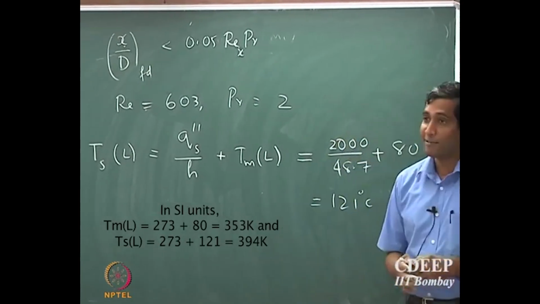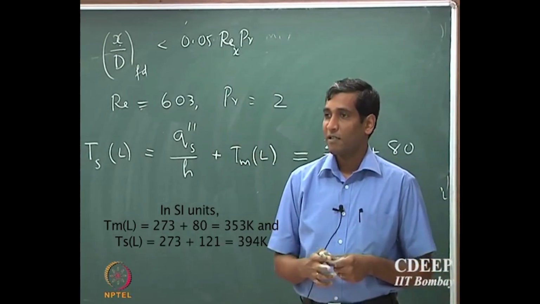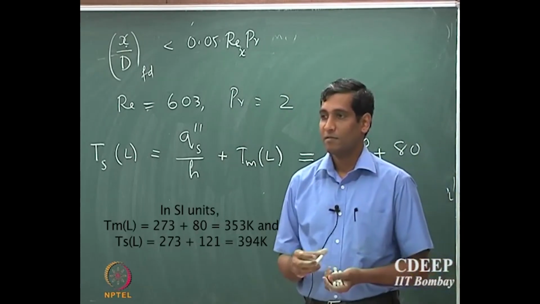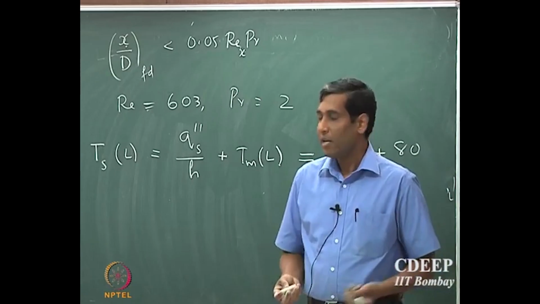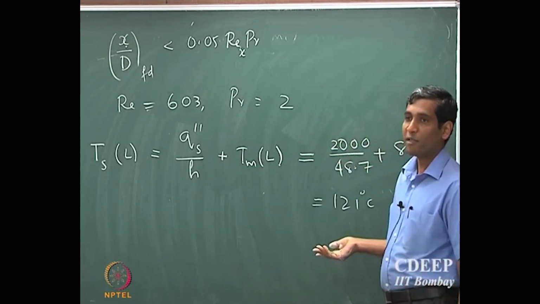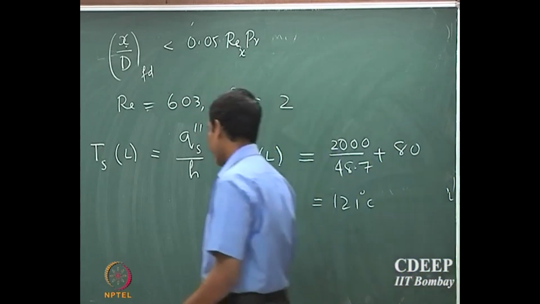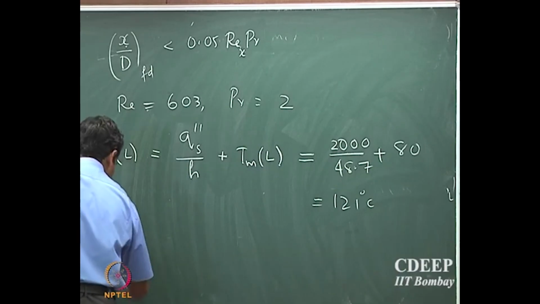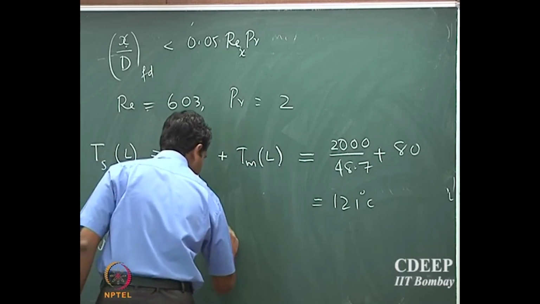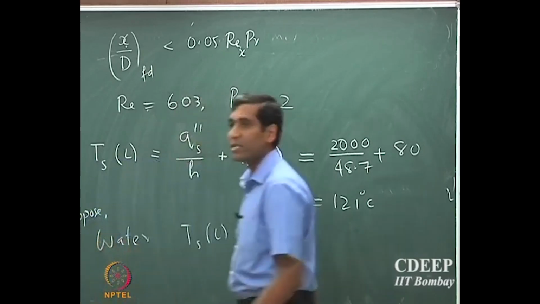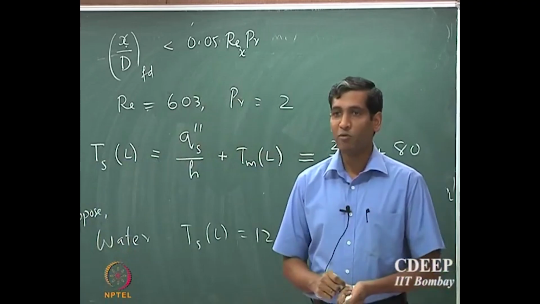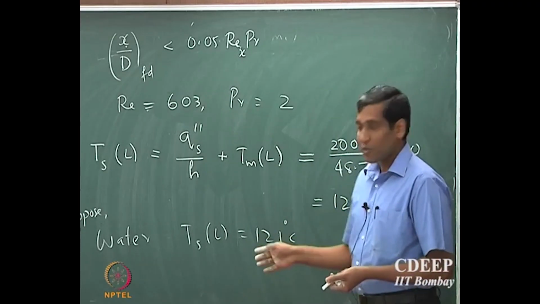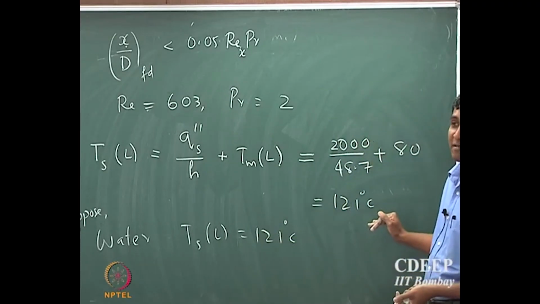Now suppose it is water. I didn't tell you which fluid is going inside. If it is water, is it a reasonable temperature? No. Why? It's above the boiling point of water. So if the fluid going inside is water, then Ts of L equal to 121 is quite unreasonable. You would expect that the water would have actually boiled at that time, you will see vapors. So all your calculations will fall apart. So you have to pay attention to the temperatures that you get.